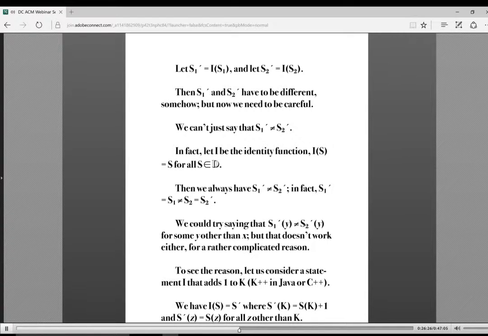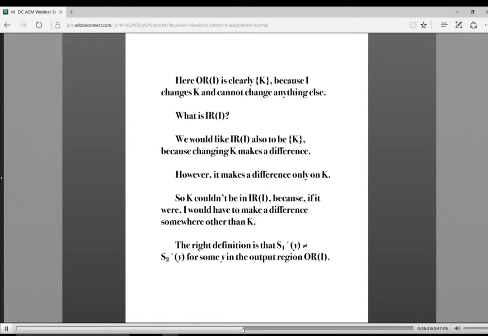To see the reason, let us consider a statement I that adds 1 to K, that is K++ in Java or C++. We have I of S equals S prime, where S prime of K equals S of K plus 1, and S prime of Z equals S of Z for all Z other than K. Now, here OR of I, the output region of I, is clearly the set containing just K, because I changes K and cannot change anything else.